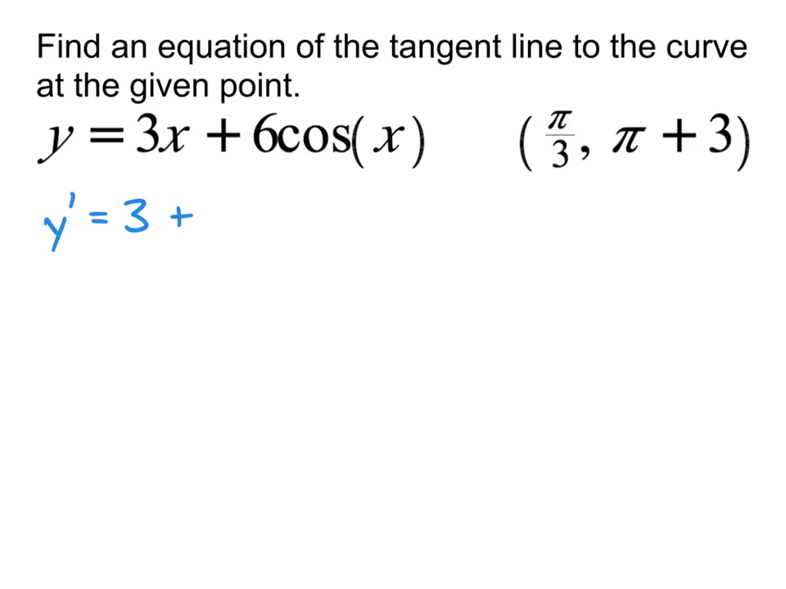Because when we were just adding terms, we find the derivative of each term individually. So now we do the derivative of 6 cosine of x, which is going to be 6 times a negative sine of x. Now, of course, we could clean this up a little bit, and we might as well, since we're going to be working with this a little bit more. So then we have 3 minus 6 sine of x.